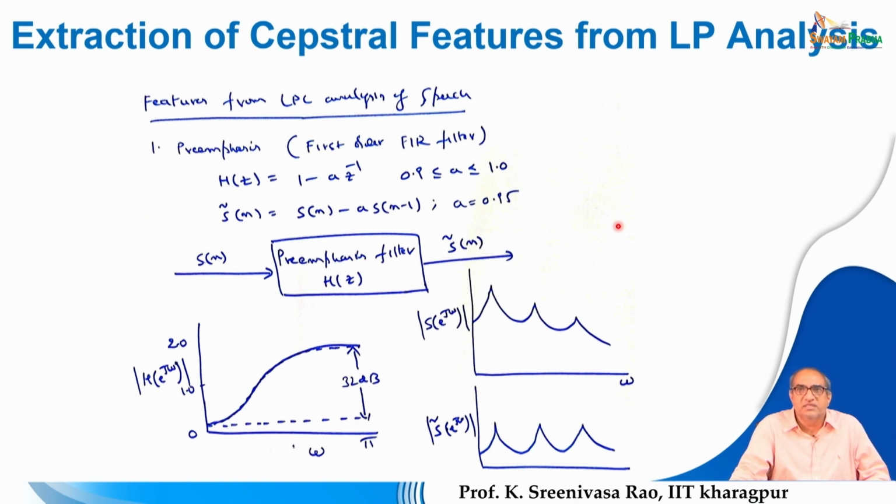These coefficients are very sensitive. That means if there is a small variation in the linear prediction coefficients, the roots of the polynomial will be very disturbed. Even a small change in the coefficients may move the polynomial roots from inside the unit circle to outside the unit circle.